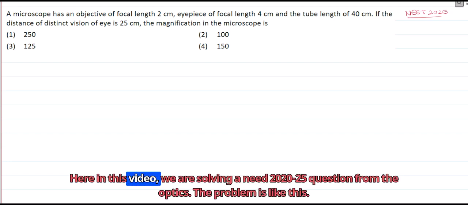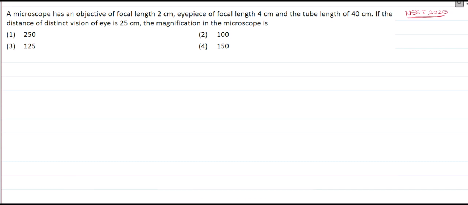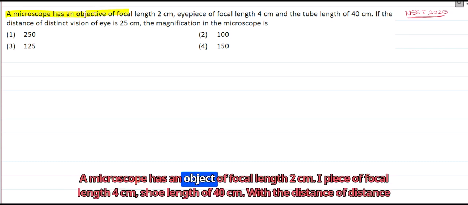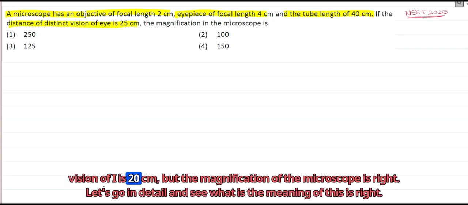Here in this video, we are solving a NEET 2025 question from ray optics. The problem is like this. A microscope has an objective of focal length 2 cm, eyepiece of focal length 4 cm, tube length of 40 cm. If the distance of distant vision of the eye is 25 centimeters, what is the magnification of the microscope? Let's go in detail and see what the meaning of this is.